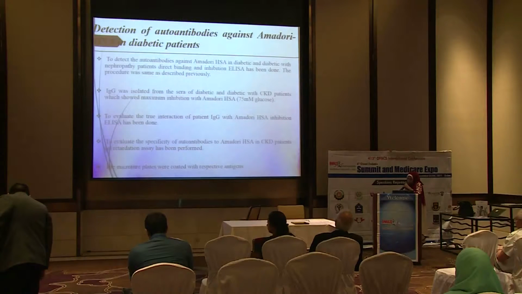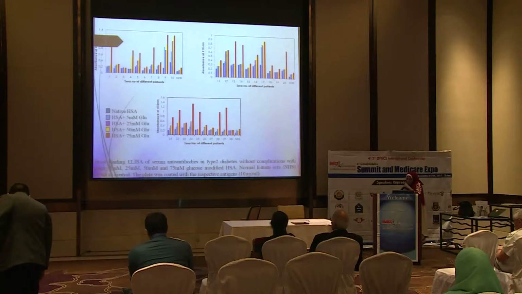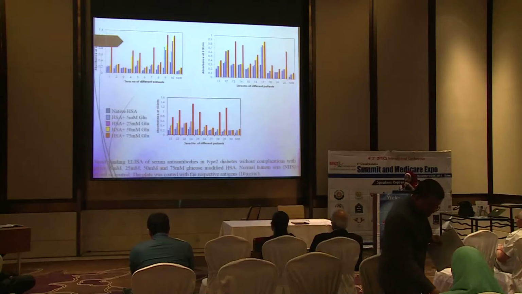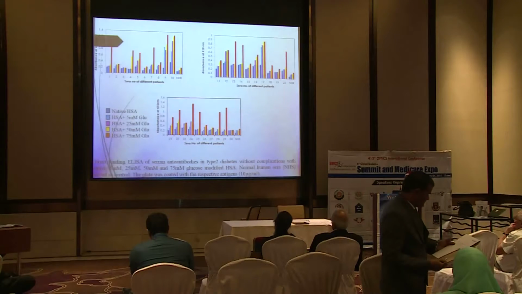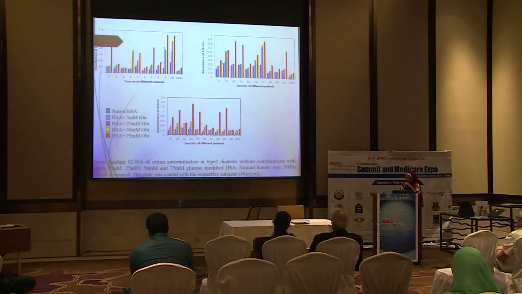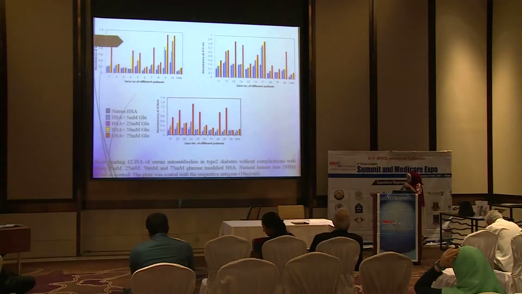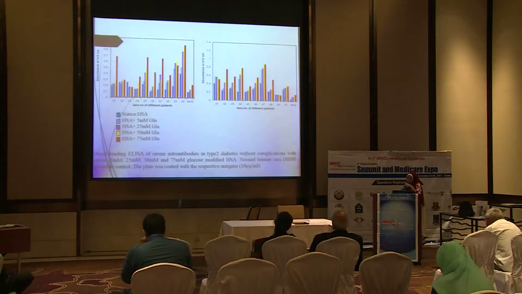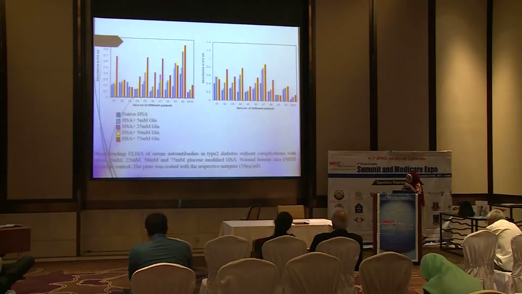The microtiter plates were coated with respective antigens. These are the results from the diabetic patients without complications. We took 50 sera of diabetic patients without complication and tested them for direct binding ELISA with native and different concentrations of glucose modified HSA. Most of the sera showed highest binding with 75 millimolar glucose modified HSA with respect to the other antigens. Out of the 50 sera, 32% sera show highest binding with 75 millimolar glucose modified HSA, whereas normal healthy subject sera did not show appreciable binding with any of the antigens.